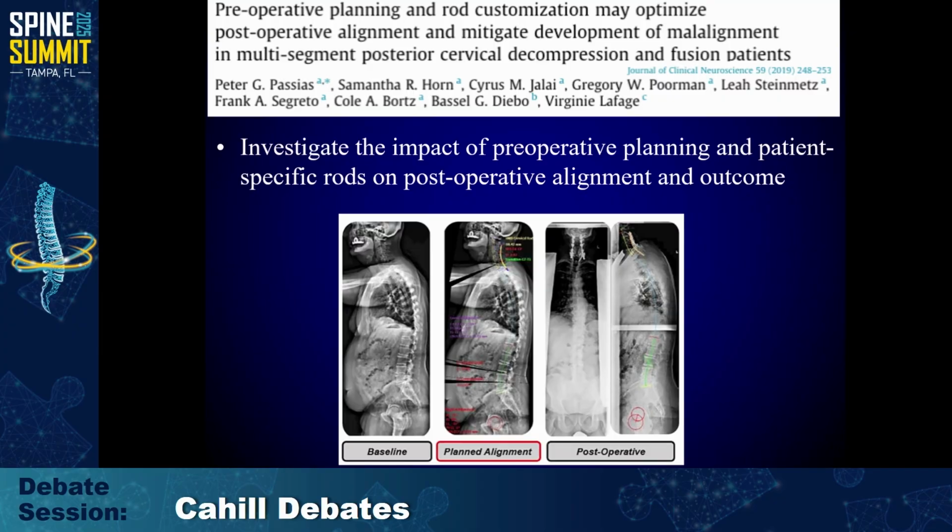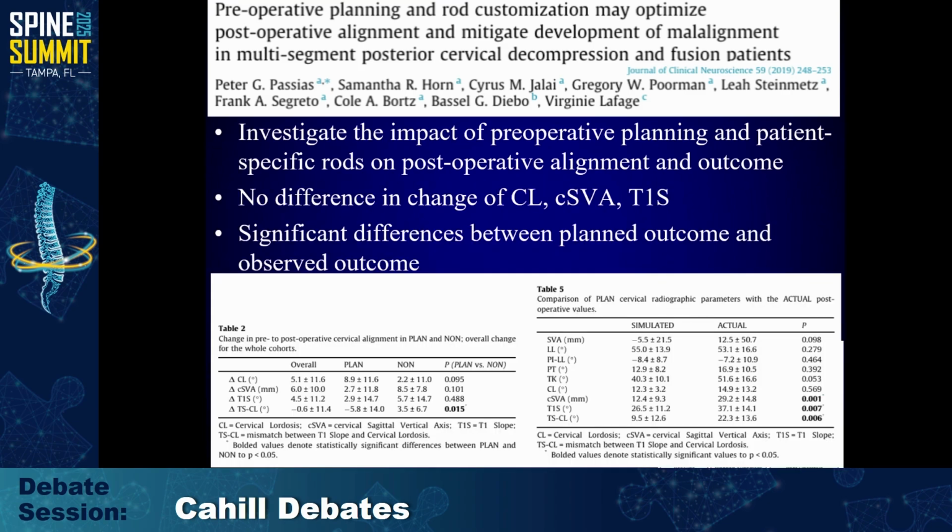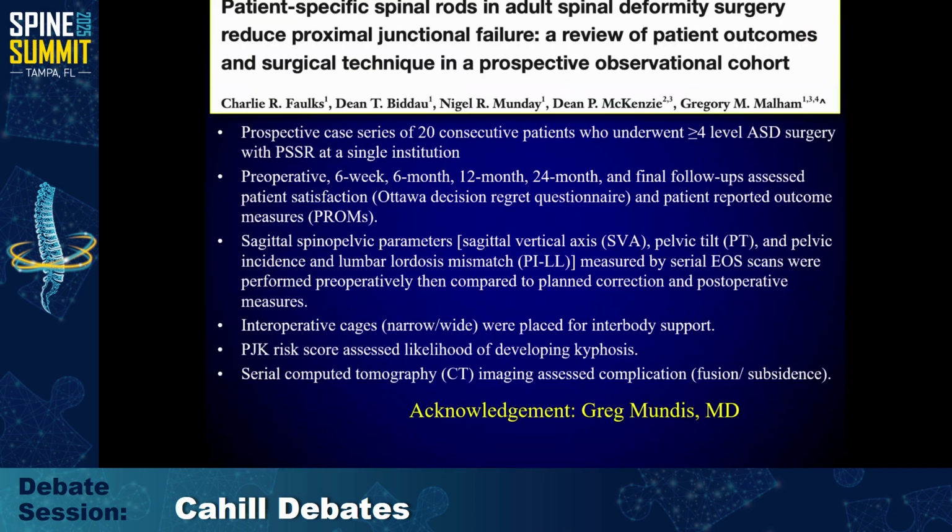So Peter looked at this in the cervical spine, looking at the impact of preoperative planning and patient-specific rods in the cervical spine on postoperative alignment and outcome. And what he fundamentally showed is there was no difference in cervical lordosis, no difference in cervical SVA, no difference in T1 slope. However, there were significant differences between what was planned and what was observed in terms of the outcome, meaning the plan didn't match the observation very well at all.